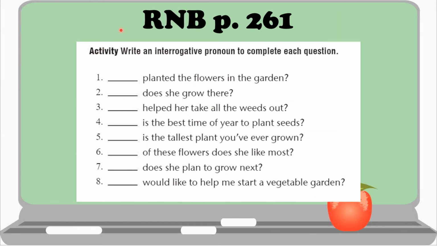Last, let's move on to RNB page 261. Write an interrogative pronoun to complete each question. Number 1, blank planted the flowers in the garden. So what are you going to put in here? Should you put who, what, when, where, or why? For this particular sentence, you need who, because you're asking about the performer of the action: who planted the flowers in the garden. So please complete the rest of the items by yourself.